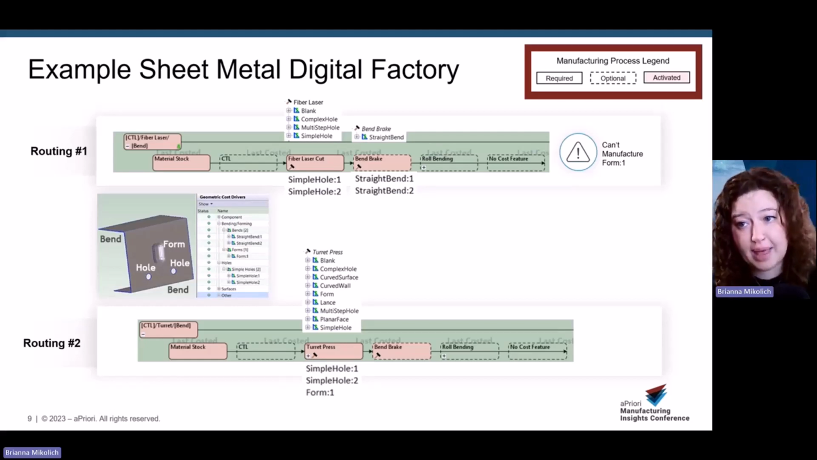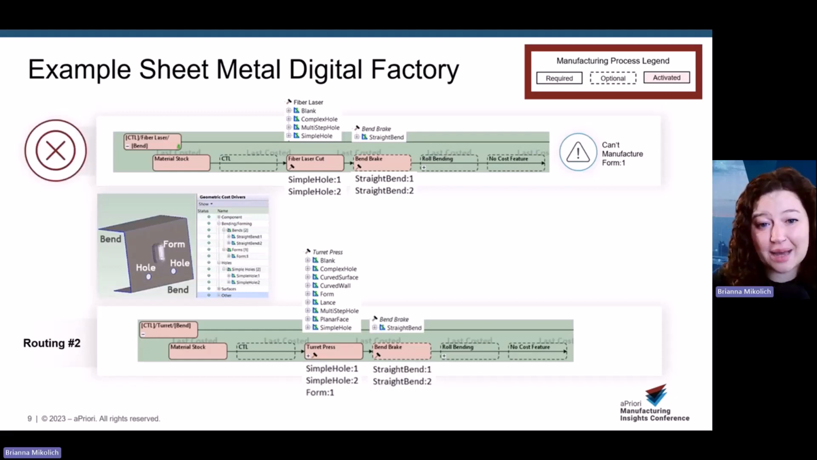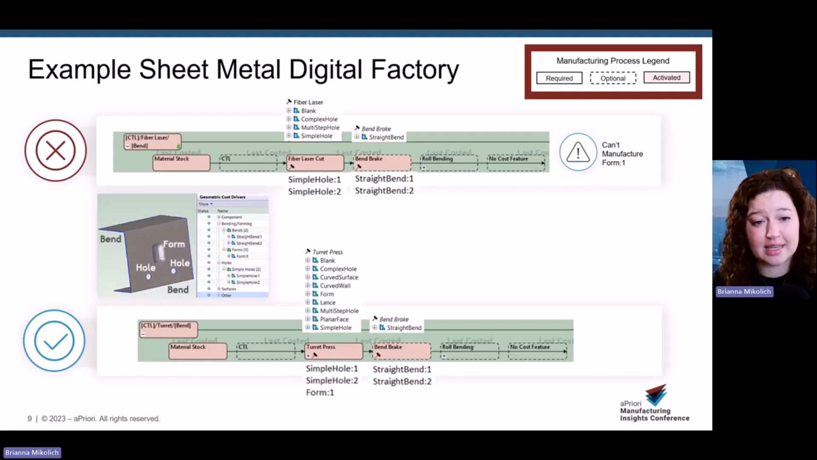Now aPriori must recommend a routing to the user, and this is how aPriori makes that decision. First, it looks for feasibility, and feasibility in this case means all the geometry is successfully manufactured. But once feasibility is established, it will then look for the lowest cost feasible routing. So feasibility first, cost second. In this example, routing number 1 will not be selected as it cannot manufacture the form GCD. Instead, it will select routing number 2 because all of the geometry can be successfully manufactured.